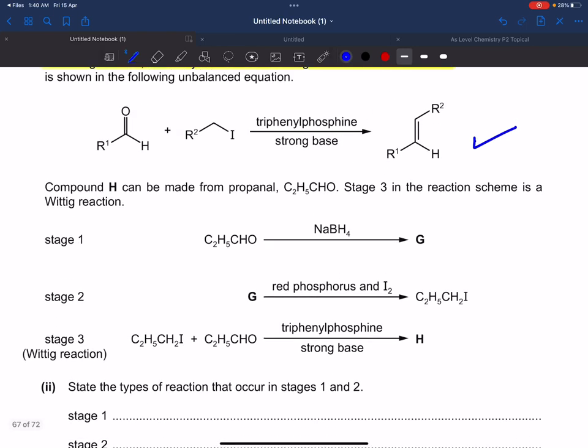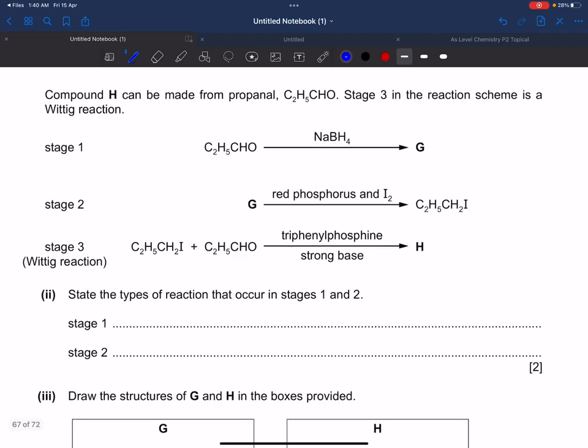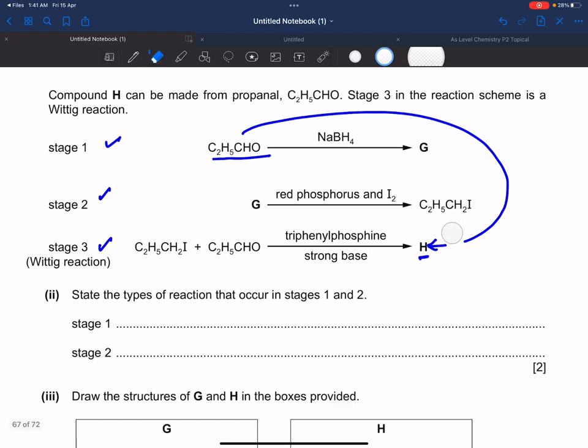Compound H can be made from propanol. Stage 3 in the reaction scheme is a Wittig reaction. Okay, compound H, this is compound H, can be made from propanol. First stage, second stage, three stages. So the conversion of propanol into compound H is a three-stage process.